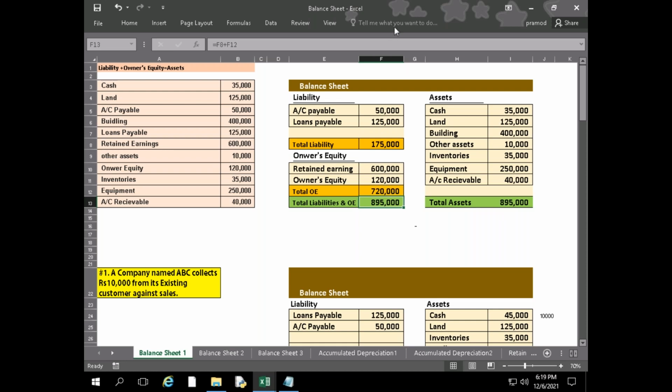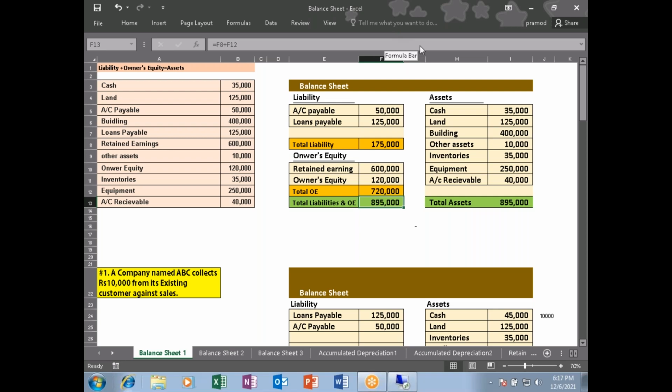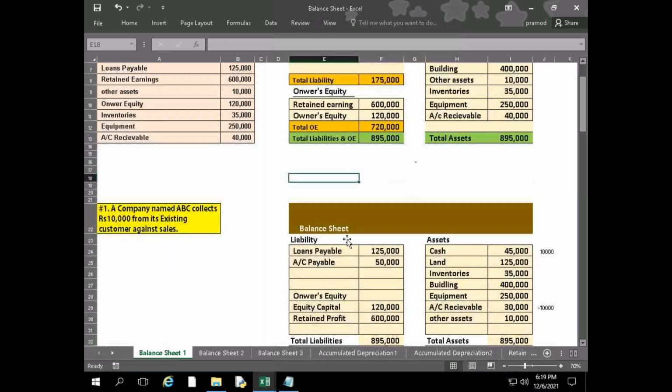Then you need to do the asset side. Again, what are all the assets from this given list? Cash, land, building, other assets, inventories, equipment, account receivable. These are all your assets. So here I am balancing 8,95,000 of assets and total liability 8,95,000. Now the next question you should read. So what is the question?